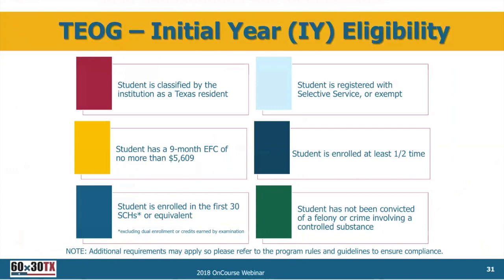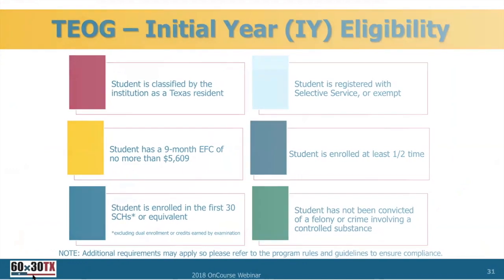For TEOG, a student has to be enrolled at least half-time because, again, with community colleges or state colleges, a student typically is going for fewer hours, so the requirement is a little bit lower compared to the other programs. And then finally, the student cannot have been convicted of a felony or a crime involving a controlled substance. So that one is something that the school will collect and will verify with the student.